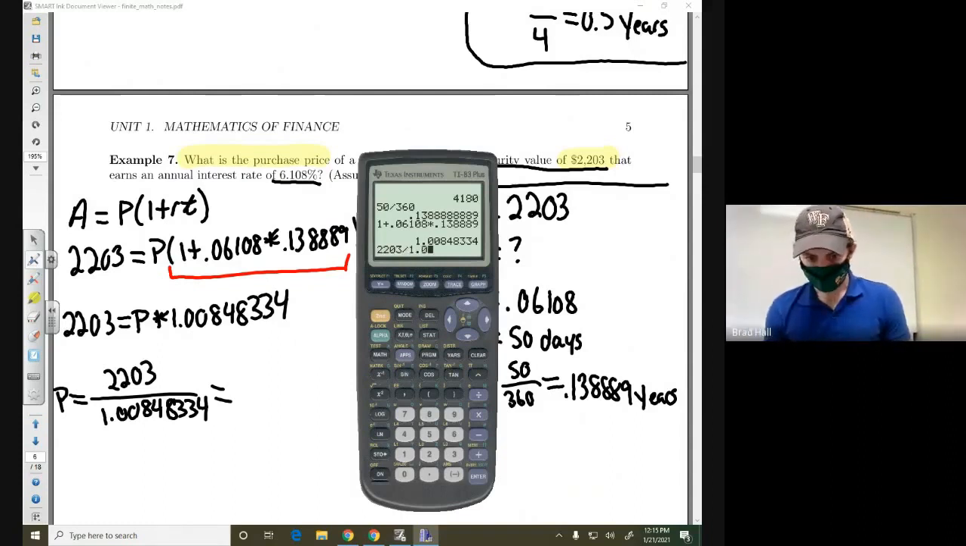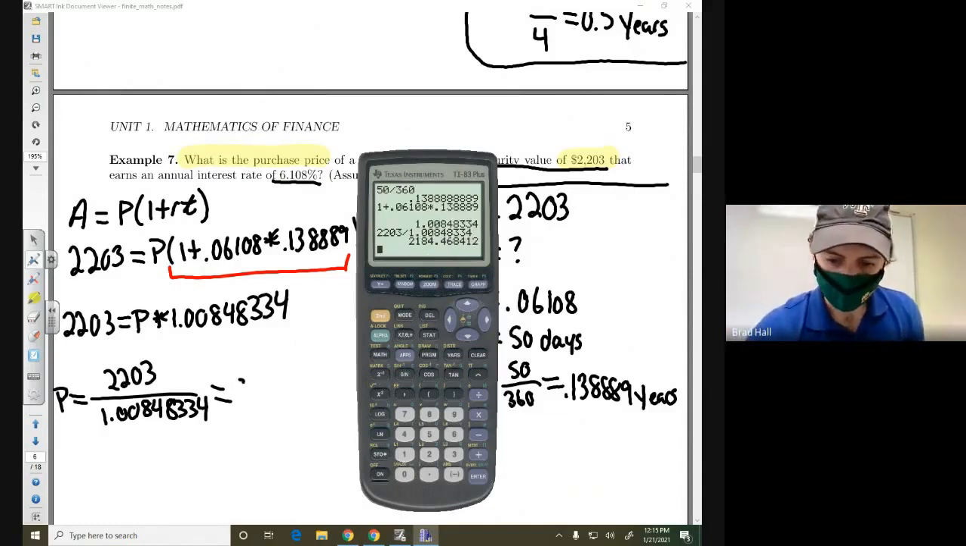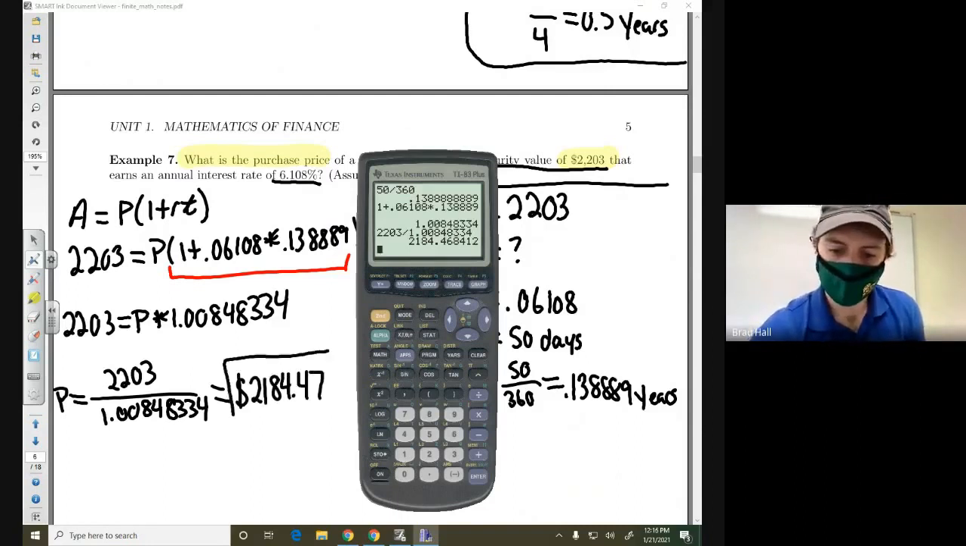Then as soon as you're done writing all this down, you can jet for the day. This is money, so this is $2,184.47.